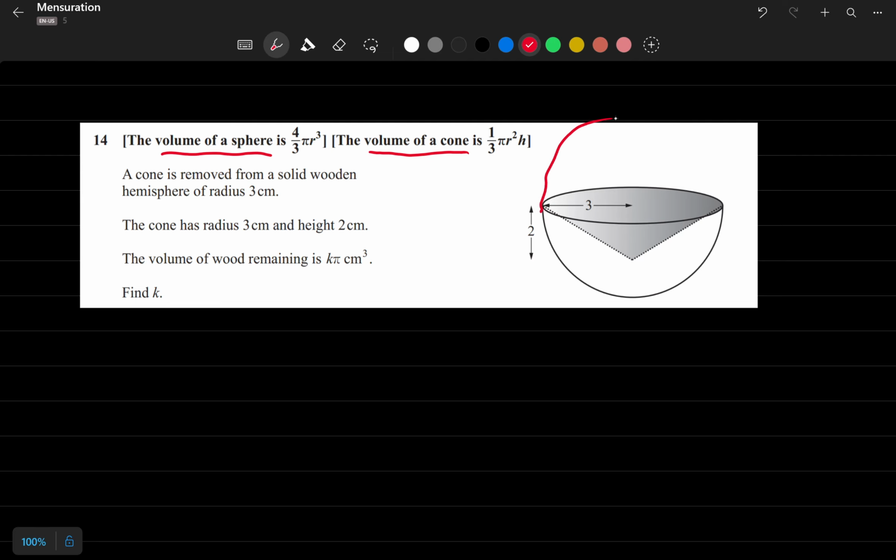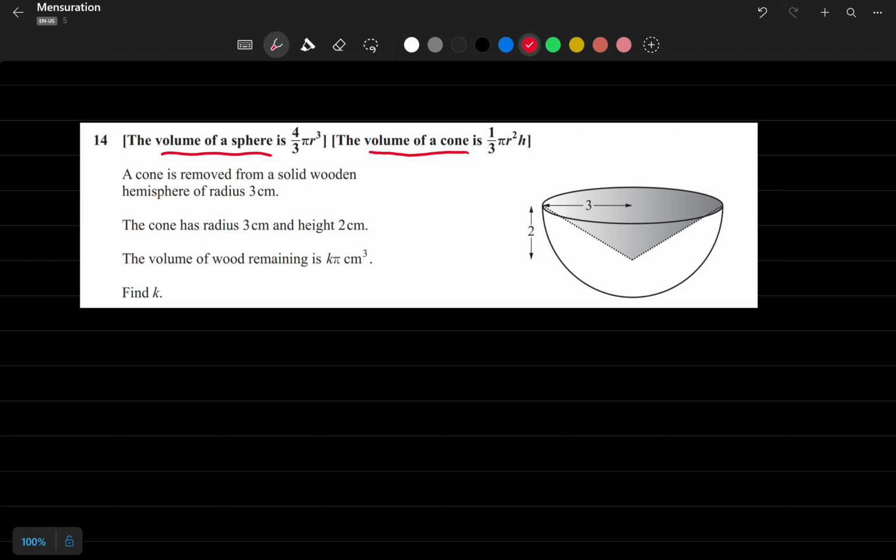So this was a sphere, but now this is a hemisphere, which is half of a sphere. The radius of this hemisphere is 3 centimeters. Now a cone shape is removed from this. So this cone shape, the dotted lines, is removed from the hemisphere. The cone has radius 3, which is the same as the radius of the hemisphere, and height 2 centimeters. Now the volume of wood remaining is k pi centimeter cube.